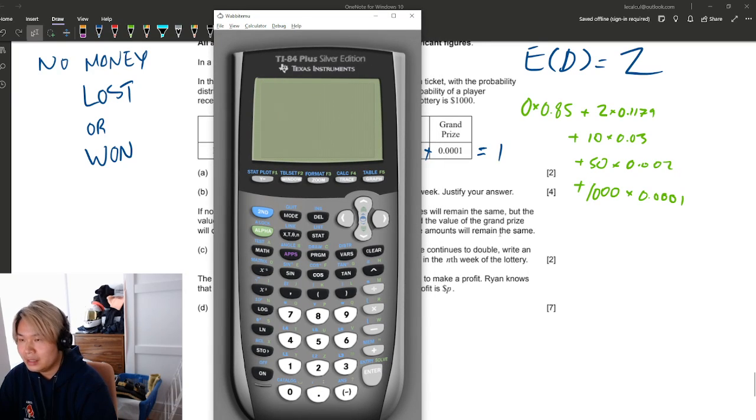Okay. So we got 2 times 0.1179 plus 10 times 0.03 plus 50 times 0.002 plus 1,000 times 0.0001. So your expected value is this much. Actually? Damn.